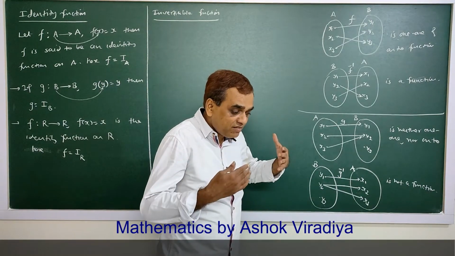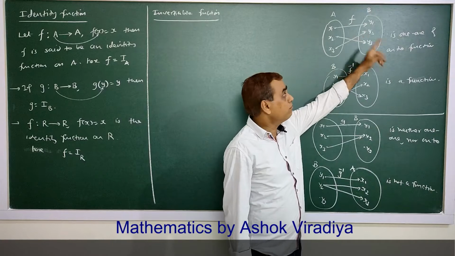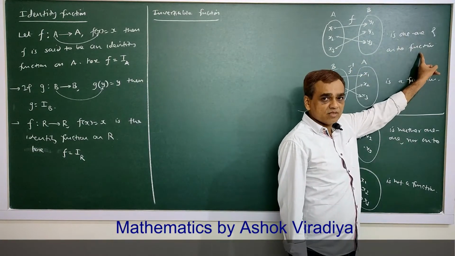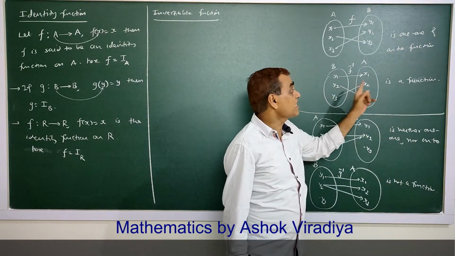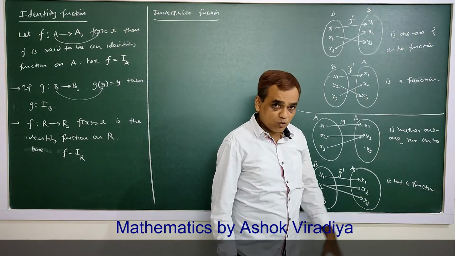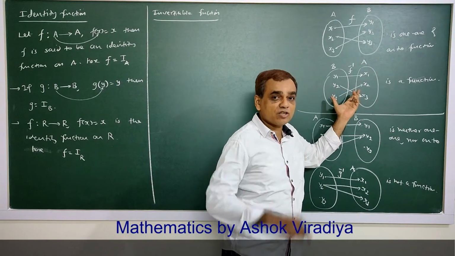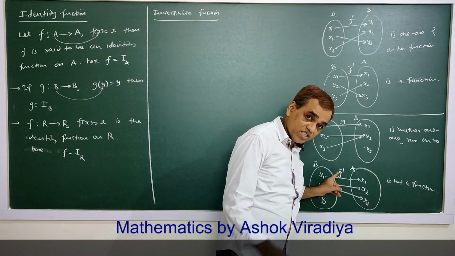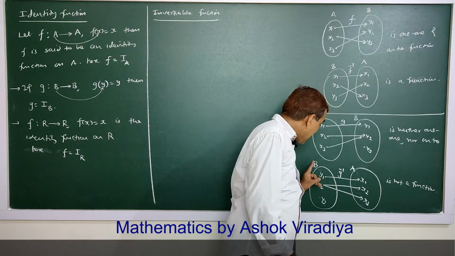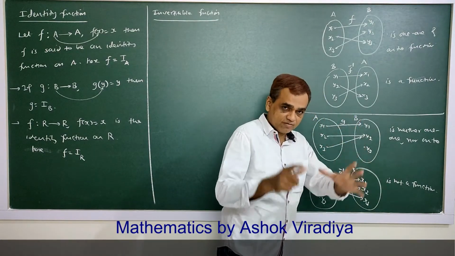Any function is invertible if it is 1-1 and onto both. Both are required. If a function is 1-1 and onto both, then and only then its inverse exists. Otherwise, no doubt, it is a relation but not a function. Say here, this is a relation. G inverse is a relation from set B to set A, but it is not a function.